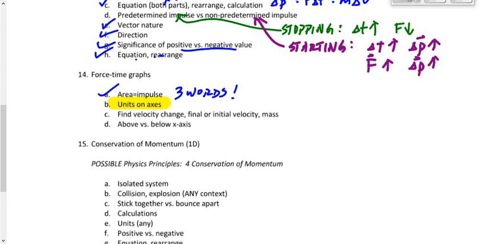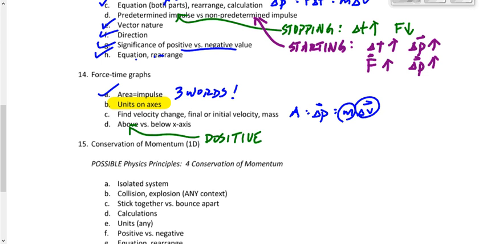So find the change in velocity, final minus initial velocity of the mass. All that means is, look, set the area equal to the impulse that you found, and then use m times delta v and solve for either this or this. What does this mean? Above or below axis. The question that we just did for homework didn't involve it, but we talked about this. If it's above the axis, it's a positive impulse, yeah. And if it's below the x-axis, it's a negative impulse. Good.